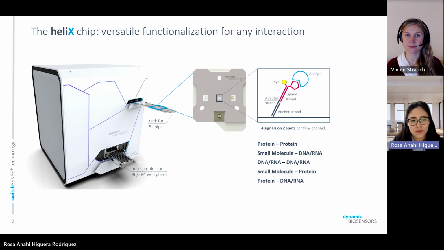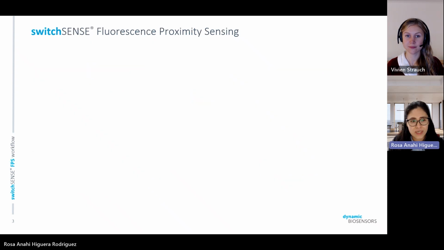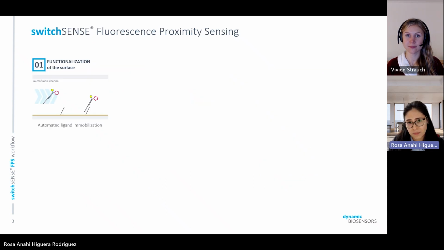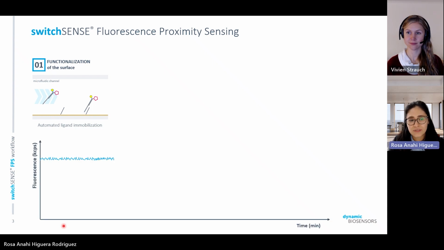Now, regarding the workflow of our measurements, we always start with an empty chip with the so-called anchor strands, which are at all times immobilized on the surface. Then there is an automated injection of the so-called adapter strand with the dye and the ligand strand with the ligand of interest. In this part, we functionalize the surface by DNA-DNA interaction. Then we start recording the fluorescence of the dye, which is our baseline.